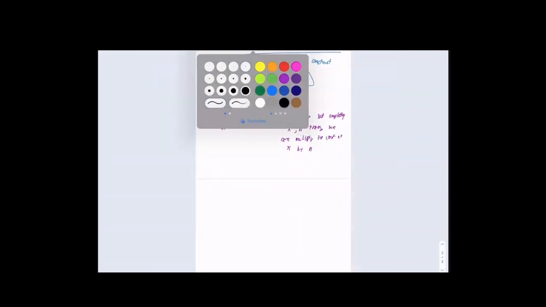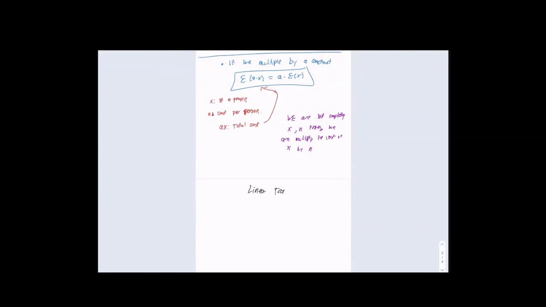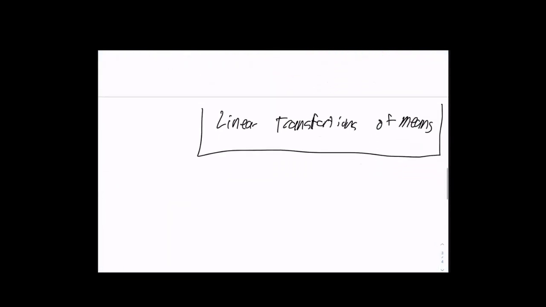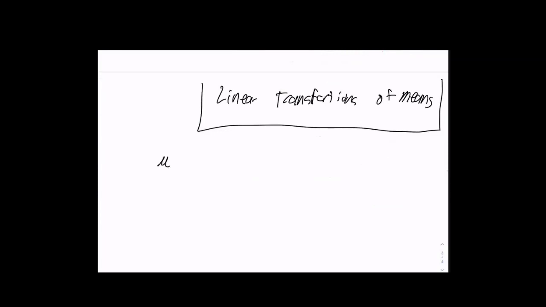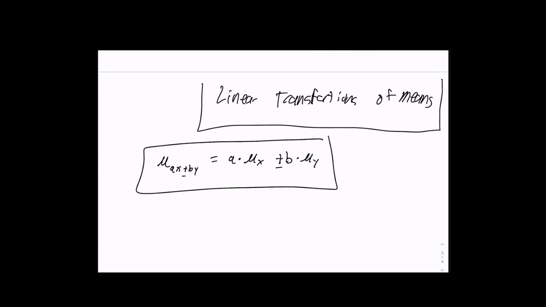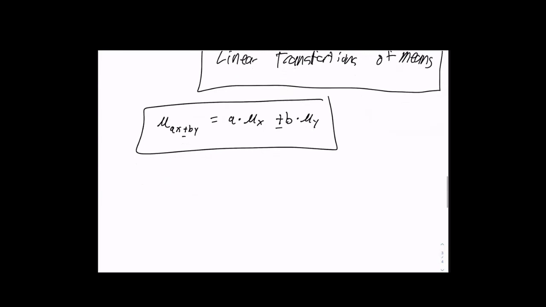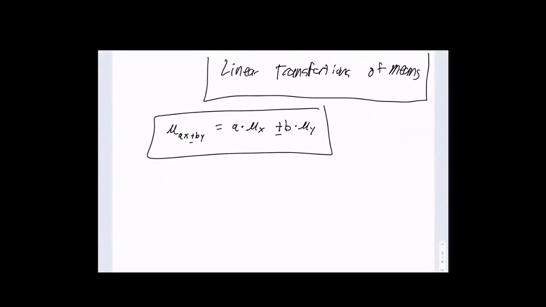As such, we can do what is known as linear transformations of means, and basically what this means is that if I take the mean of aX plus bY, then I get a times the mean of X plus b times the mean of Y. So with means, it works exactly like you would think.